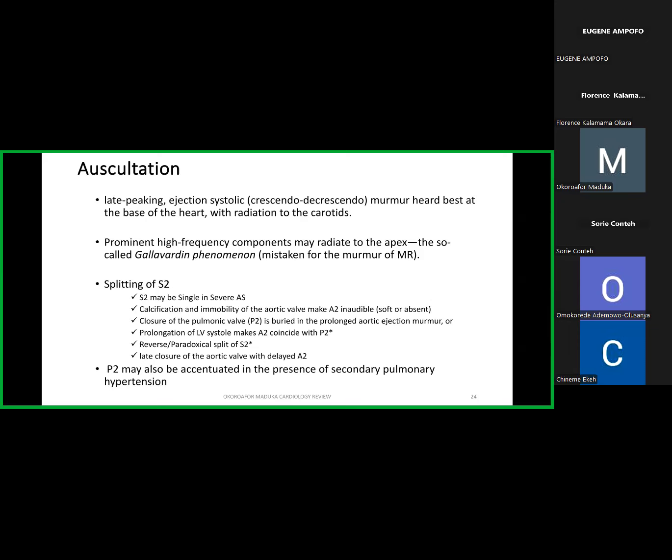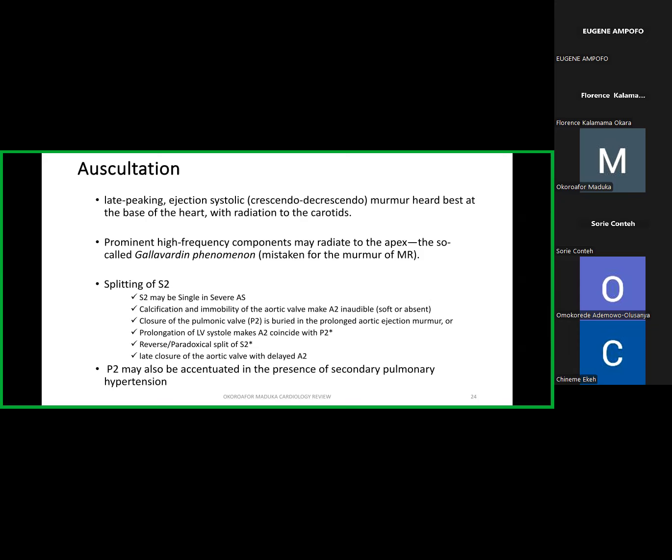Usually, patients with aortic stenosis have the murmur heard at the second left intercostal space at the upper part of the chest. We expect radiation along the lines of the carotid artery. However, in some patients, the murmur radiates to the apex of the heart, and so is mistaken for the murmur of mitral regurgitation. That is the Gallavardin phenomenon.